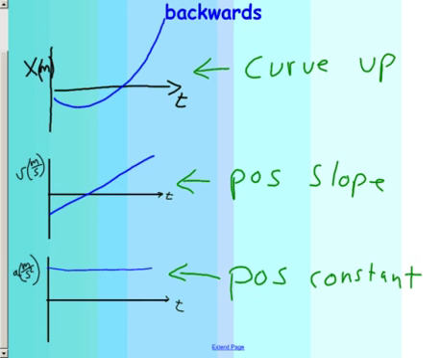And here's the strength, the power in this whole thing. I can go the other way. If I start with a curve up, what do I know? I know I've got a positive slope on my velocity, and I know I have a positive constant on my acceleration. Next video, this is going to become really important. Alrighty, let's move on to the next one.